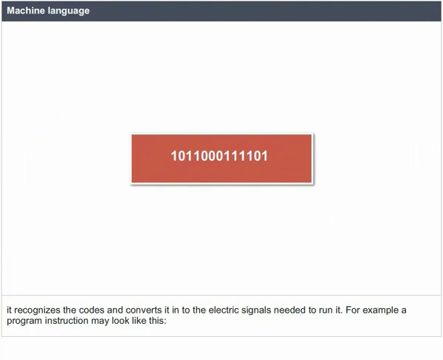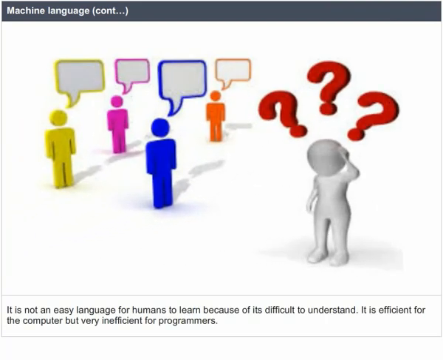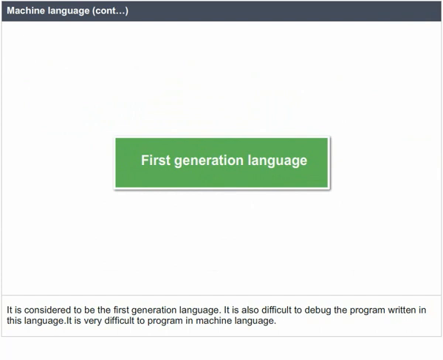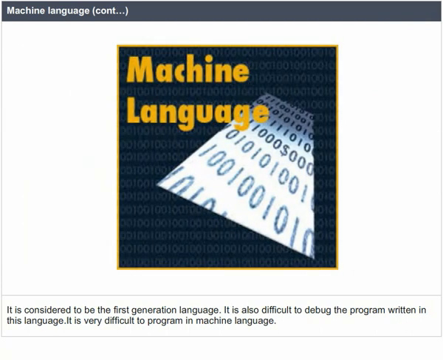For example, a program instruction may look like this. It is not an easy language for humans to learn because of its difficulty to understand. It is efficient for the computer, but very inefficient for programmers. It is considered to be the first-generation language. It is also difficult to debug the program written in this language.